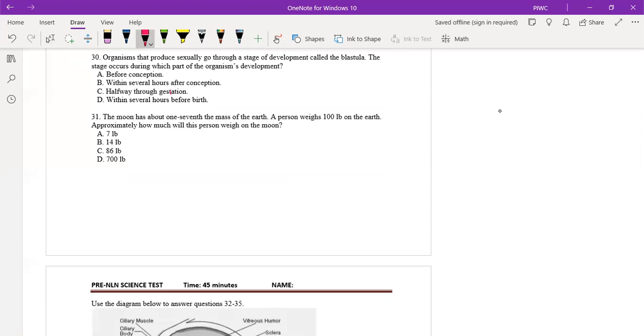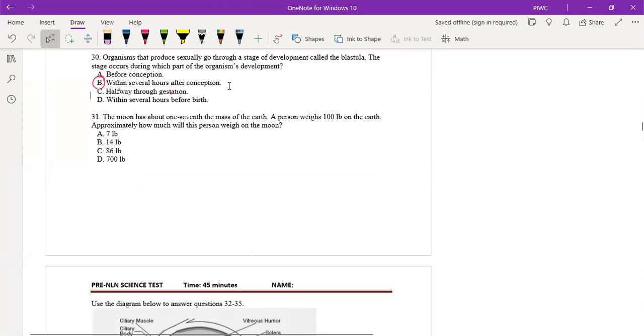My guess was B, only because I don't know what gestation is. Okay, it's correct. It's B, within several hours of gestation, right? No, no, but you make me use your words. I shouldn't be using your words. It's like where's my mouth, right?